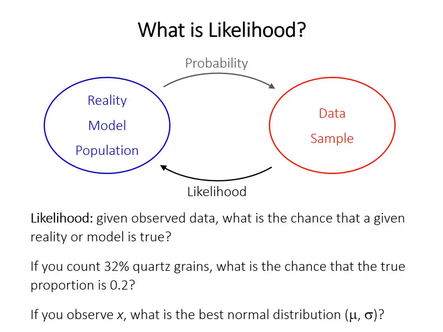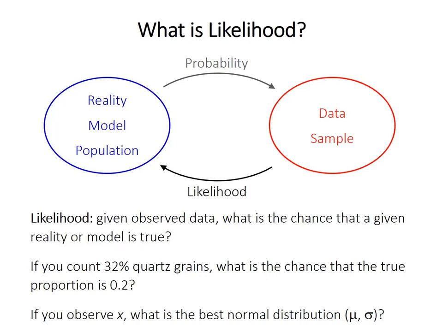Likelihood is just the reverse process. For likelihood, we want to ask, given some observed data, what is the chance that a given reality or a given model is true? So thinking about this in the reverse way, if we counted 32% quartz grains in a sample, what is the likelihood that the true proportion is 0.2? Or if we observe some data x, what are the best normal distribution parameters, mu for the mean and sigma for the standard deviation, to describe that distribution?